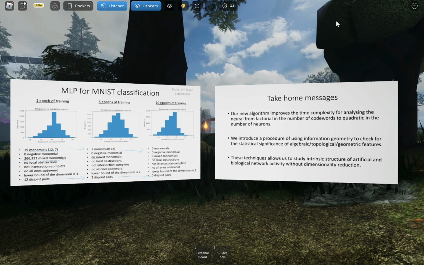Well, please finish. So you've got your final slide. Yeah. I suppose the take-home message is our algorithm performs pretty well, and we can use that to study the algebraic or topological or geometric structures in artificial and natural biological neural networks. Yeah, thanks a lot. That's it.